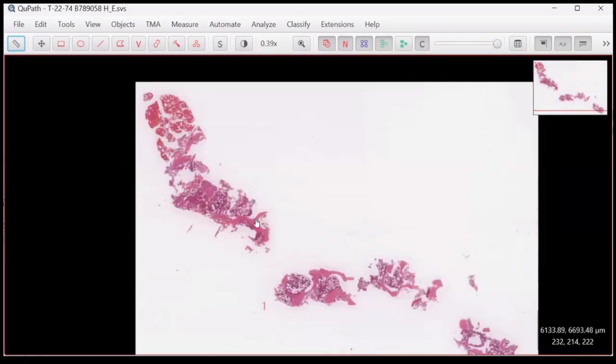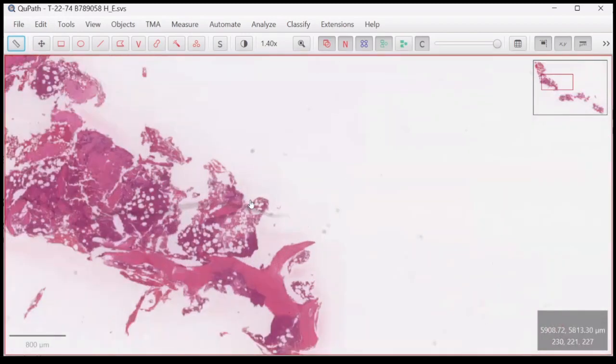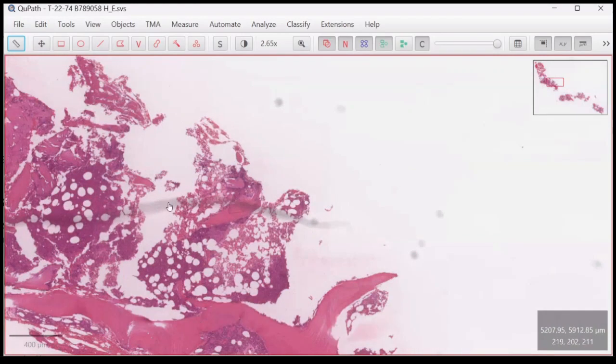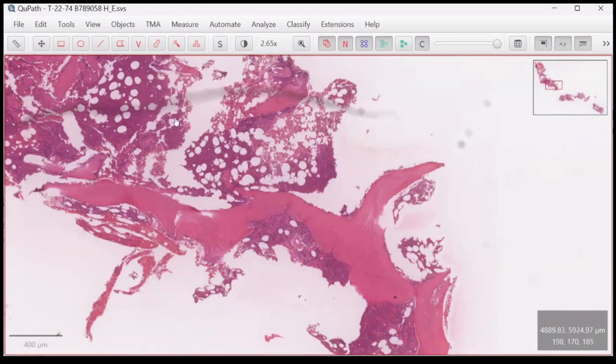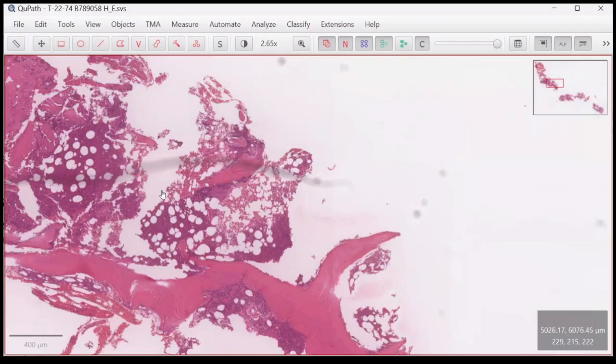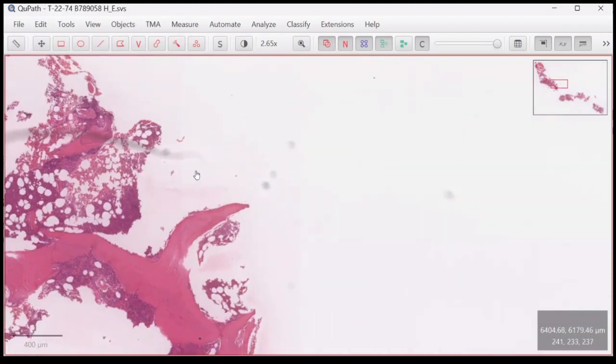Okay, this is a post-induction marrow. If you notice the hypercellular patches remain here, and not much improvement, so only minimal improvement post induction. But we are suspecting because of the hypercellular background, there are some residual disease here.